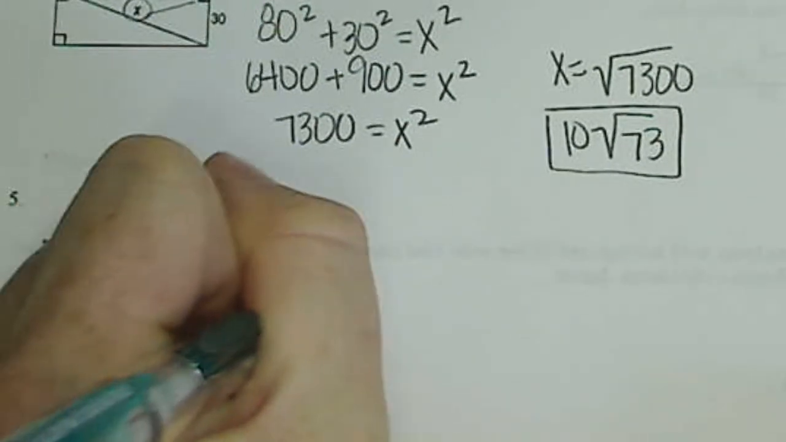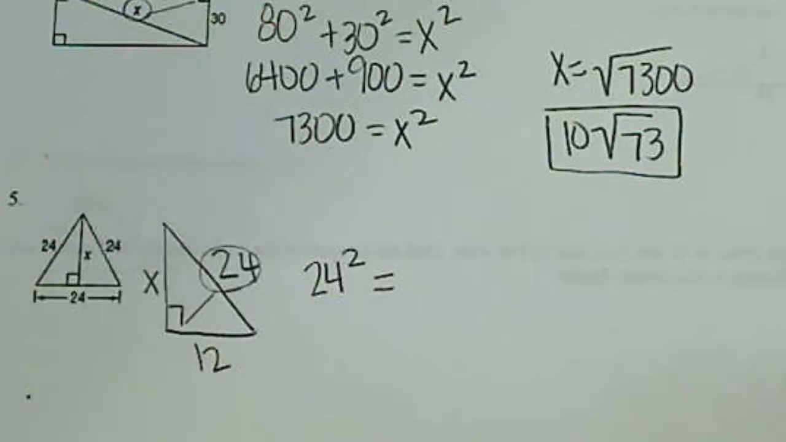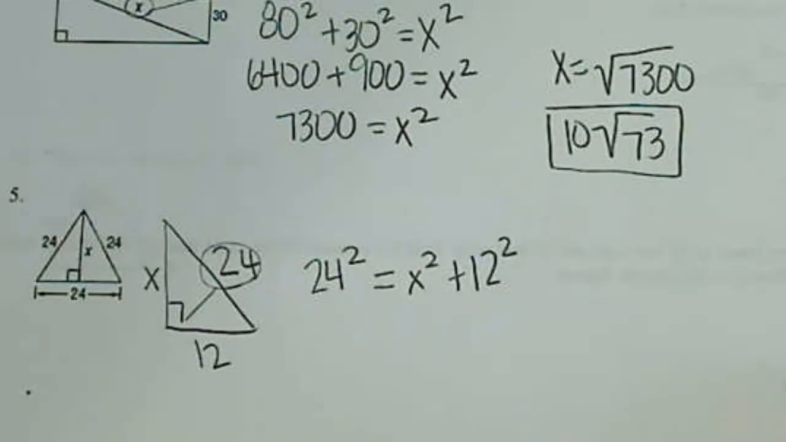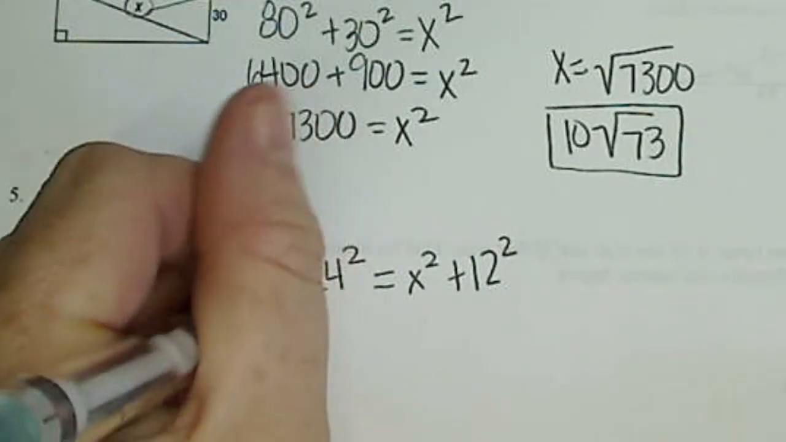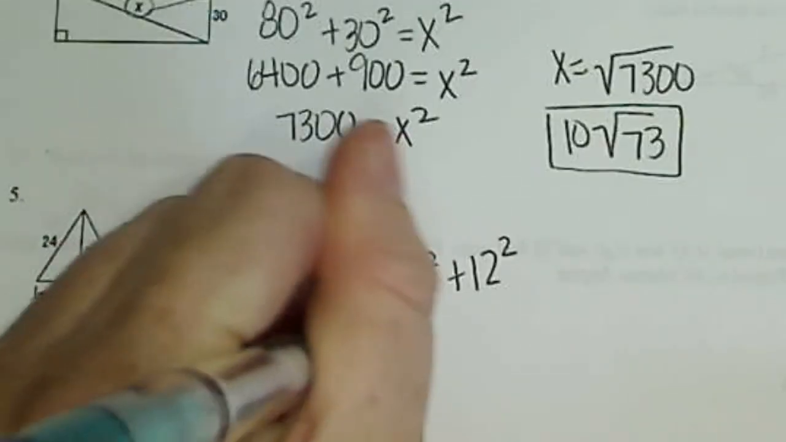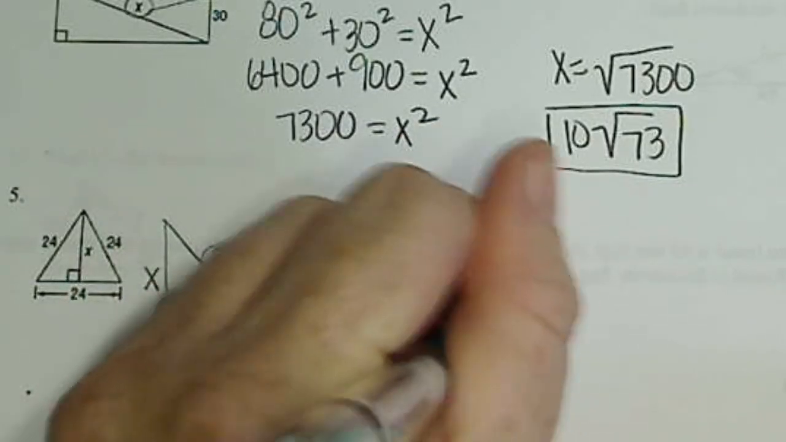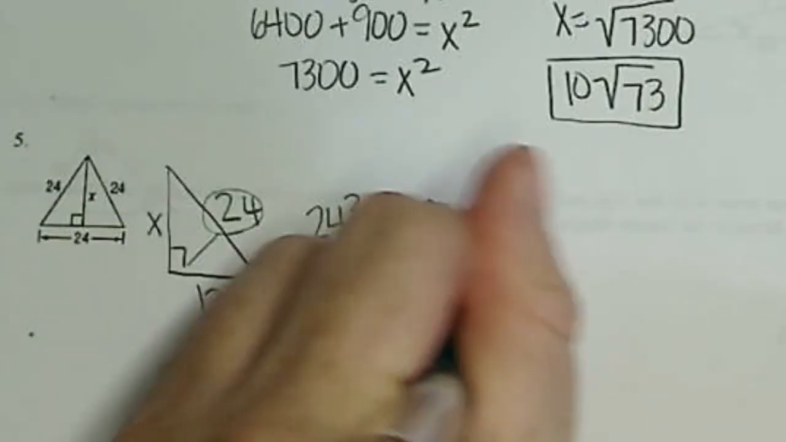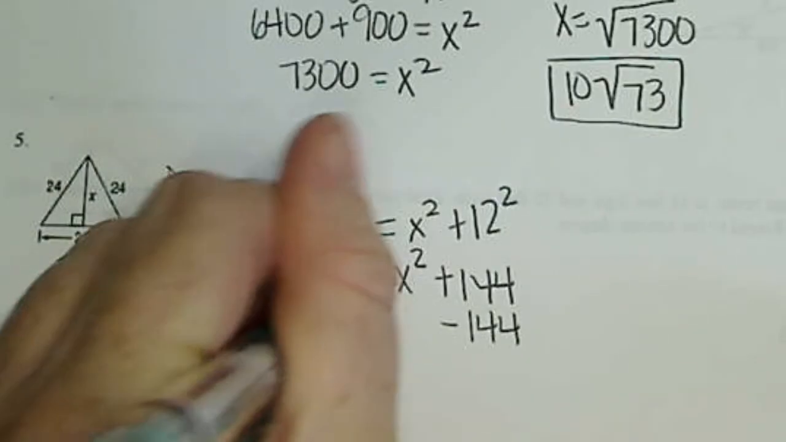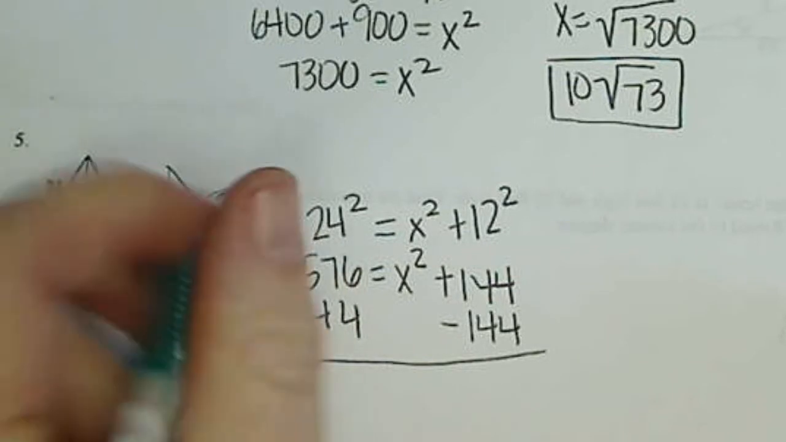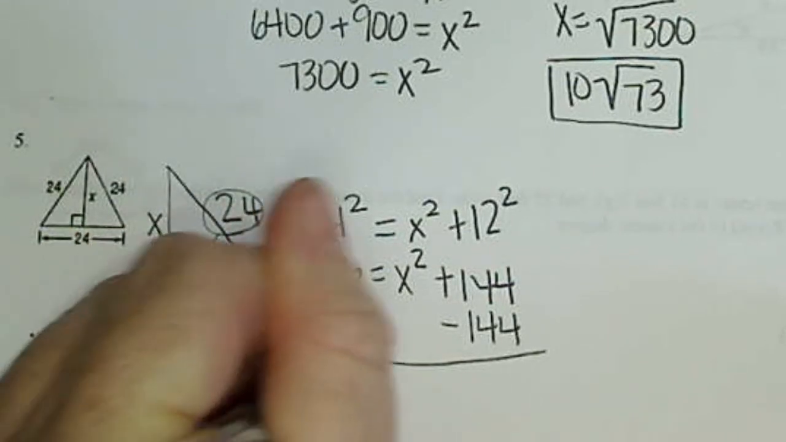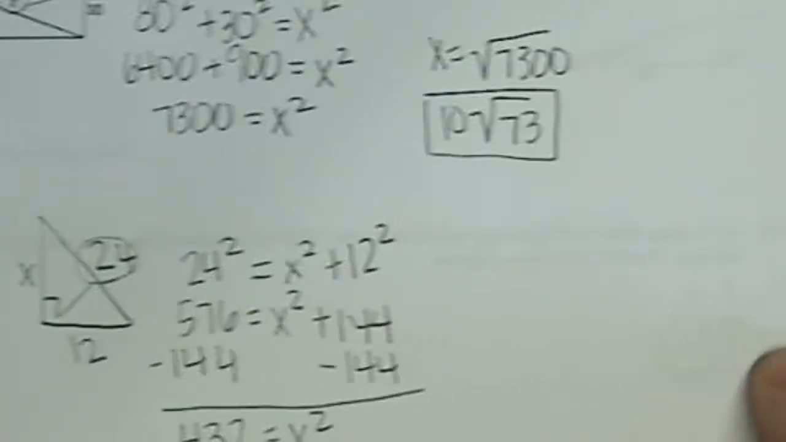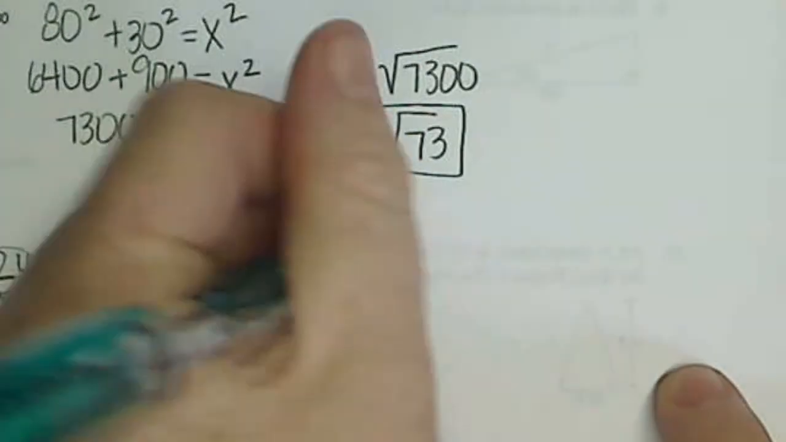So 24 squared equals x squared plus 12 squared. Let's go ahead and evaluate that. And let's simplify by subtracting 144 from both sides. And we get 432. So we've got to square root that. So I'm going to come over here.